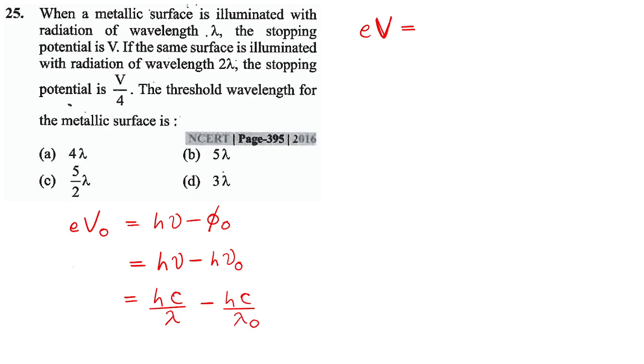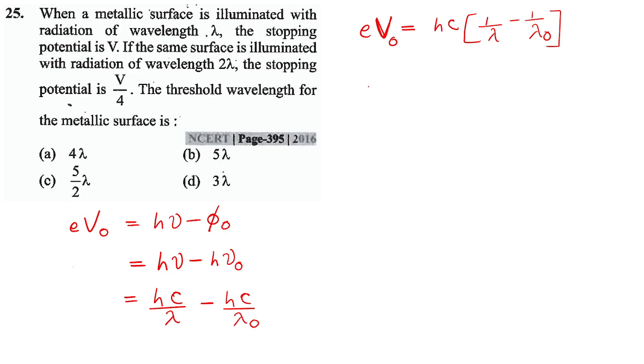hc is common in both cases, right? So eV0 is equal to hc into 1 by lambda minus 1 by lambda 0. Correct? I hope you have understood.